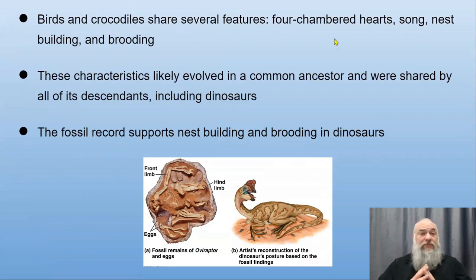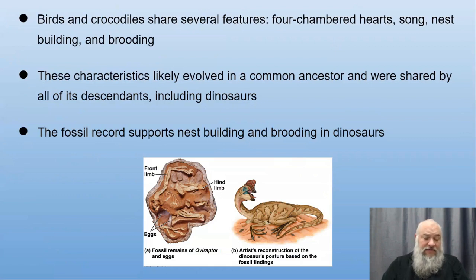They both have a four-chambered heart, which is good because that's a very efficient heart. Three-chambered and two-chambered hearts are not very efficient. So it also makes sense that big things like dinosaurs would need a four-chambered, efficient heart. They both use song for communication. It's your opinion on who's got a nicer song. They both build nests, and they both brood or take care of their young in the nest.